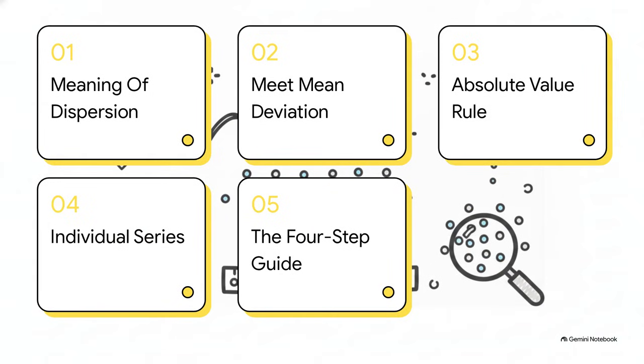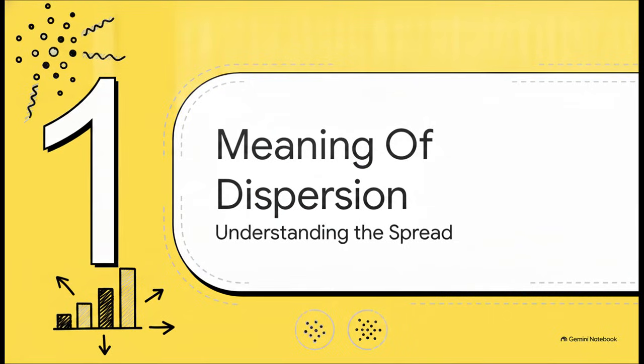We've got a really clear roadmap for our lesson today. We're covering the meaning of dispersion, meaning mean deviation, unlocking the magic of the absolute value rule, applying it to individual series, and finally, conquering frequency data with a simple four-step guide. All right, Section 1, Meaning of Dispersion, Understanding the Spread.